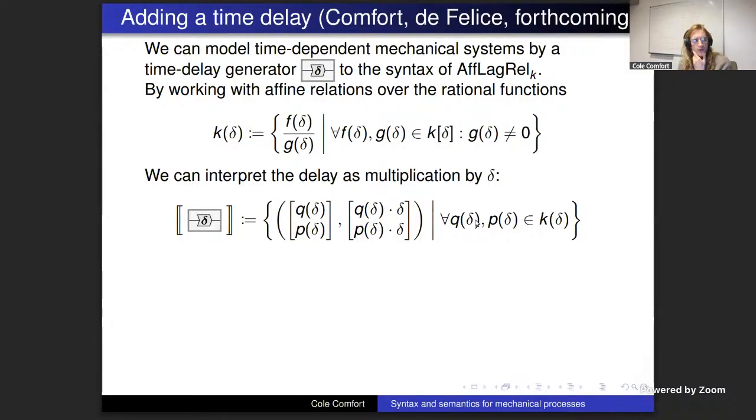And what you can do is, instead of working over your field K, you work over the rational functions. So these are fractions of polynomials. So work with affine relations over fractions of polynomials. You can interpret this generator as just something which multiplies by the polynomial indeterminate. So this is the graph of multiplication. It takes your position and momentum and then just multiplies them by delta.